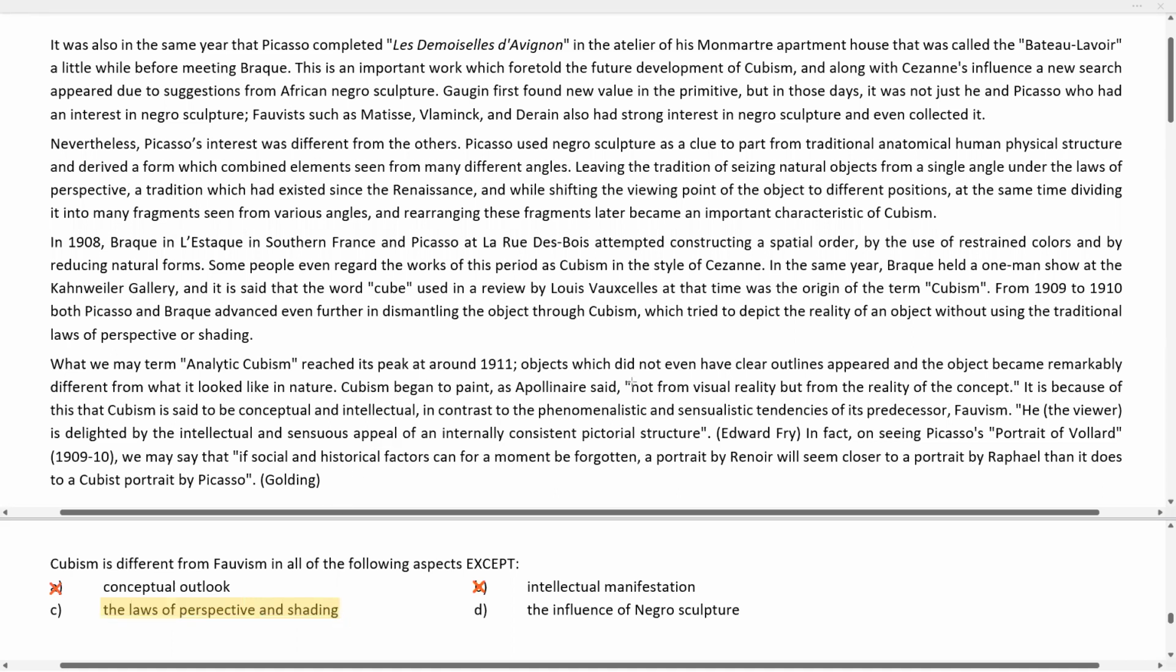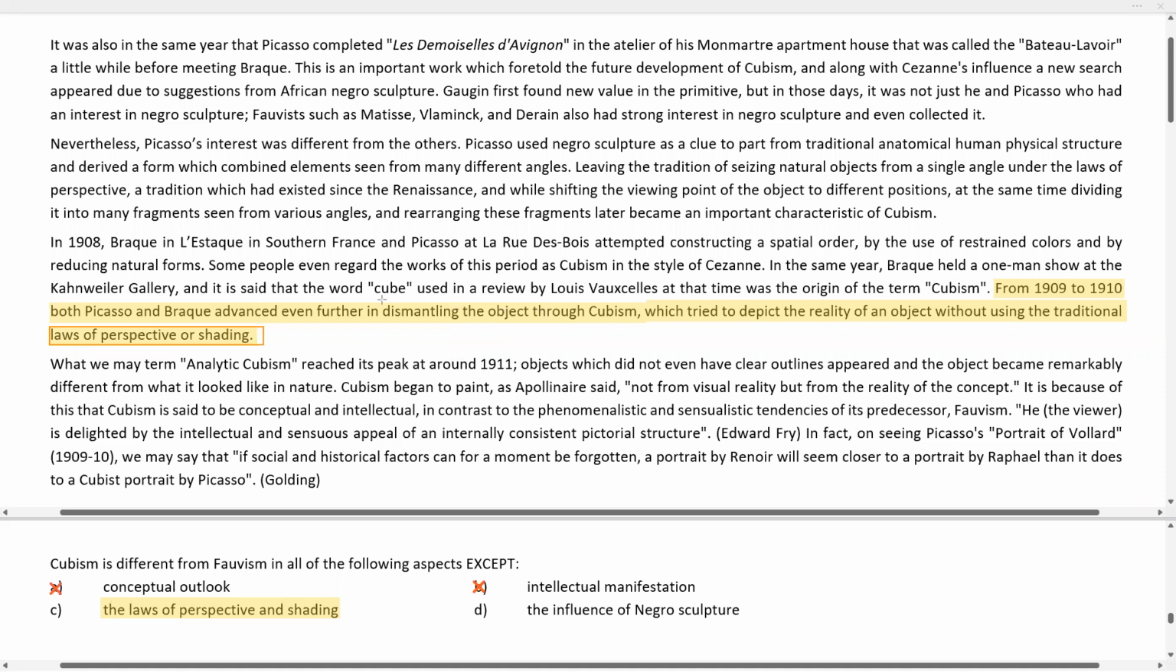This is a reference to the last line of the third paragraph, but this is actually a valid answer. We'll see. From 1909 to 1910, both Picasso and Braque advanced even further in dismantling the object through Cubism, which tried to depict the reality of an object without using the traditional laws of perspective or shading. That said, we see that perspective and shading are mentioned here.